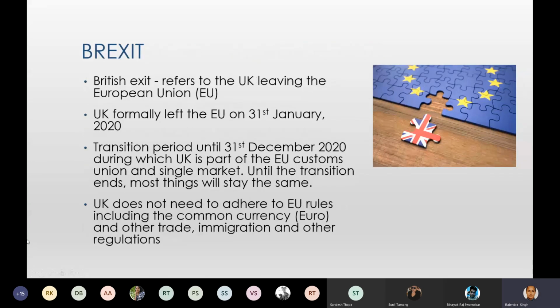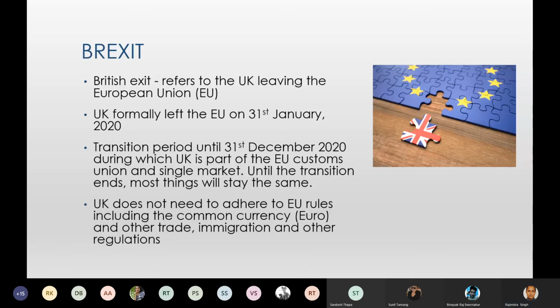So, Brexit. We have been hearing this term Brexit for a long time now. Most of us have. I assume there's not a single student here who has not heard about Brexit. Put simply, the term Brexit means the UK, the United Kingdom, leaving the European Union. From the geographic point of view, the United Kingdom lies within Europe. It's a part of Europe.